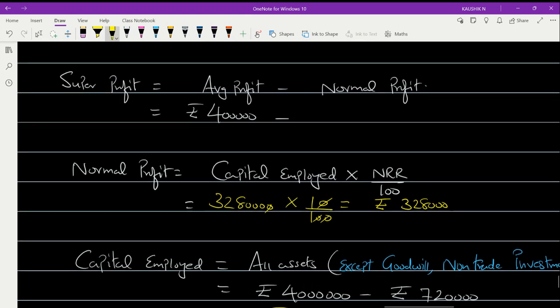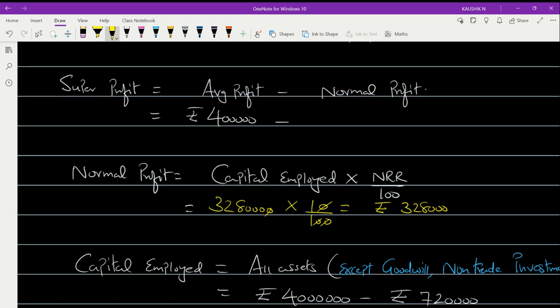Once I got my normal profit, I come to the above formula. I'm substituting here my 3 lakh 28,000. I'm subtracting this 3 lakh 28,000 from 4 lakh. How much will be the balance? 72,000. Yes, sir. So now I have derived my super profit.